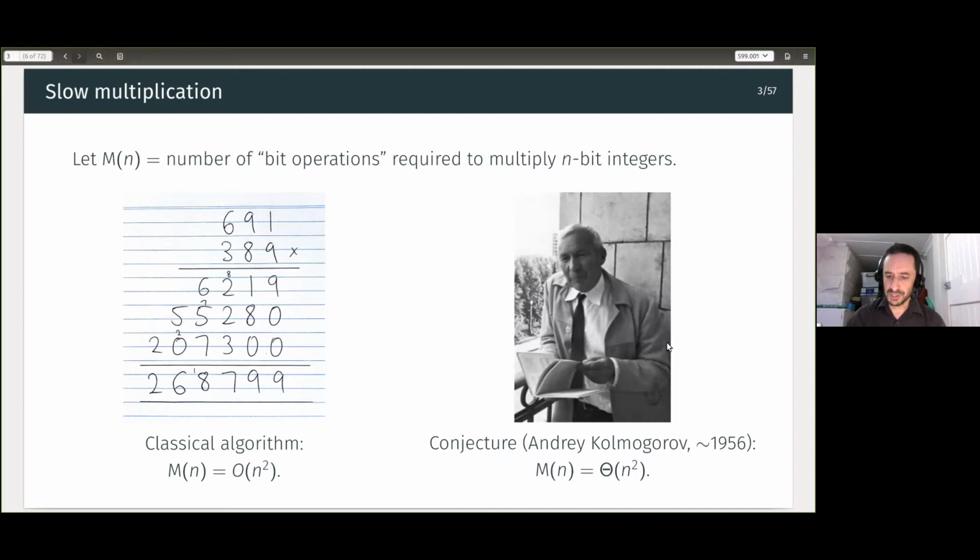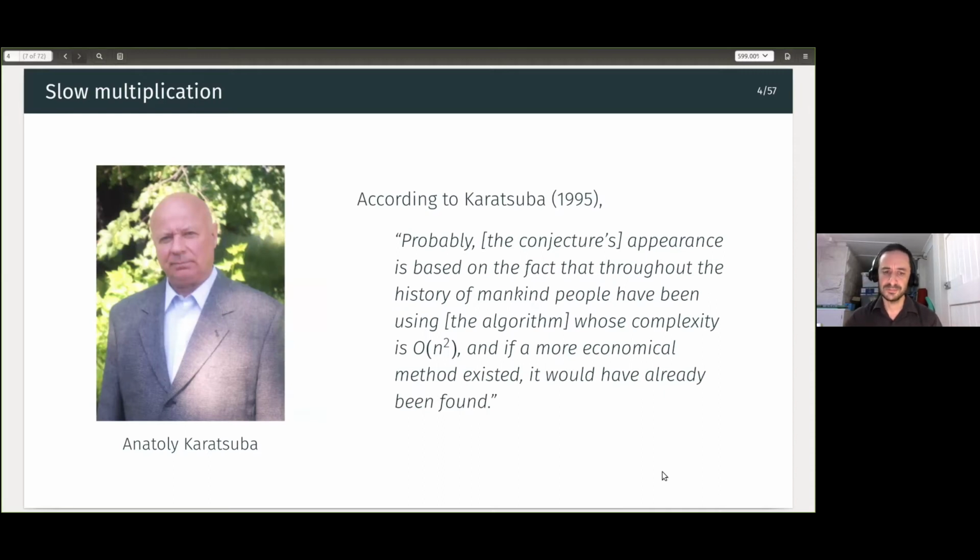Around 1956, the famous Soviet mathematician Andrei Kolmogorov proposed that is in fact the best you can do. He conjectured that the cost is actually big theta of n squared. So that is an upper and lower bound up to a constant. And his reason for thinking this was explained much later by Karatsuba.